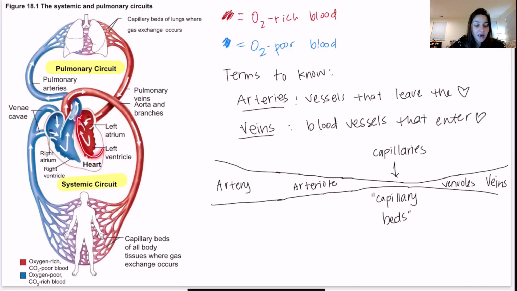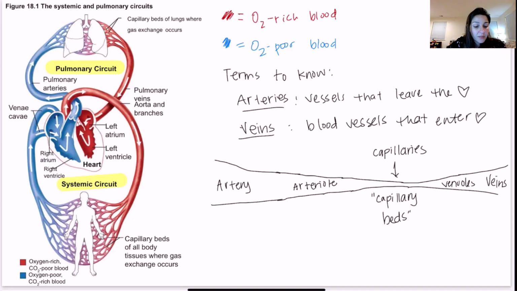Notice that if we follow these arrows, the left side of the heart is working towards the systemic circuit, and the right side of the heart is working towards the pulmonary circuit. So the right side is for the pulmonary stuff, the left side is for the systemic stuff, but it's still pumping the same amount of blood. It's still doing the same job, transporting blood, okay?